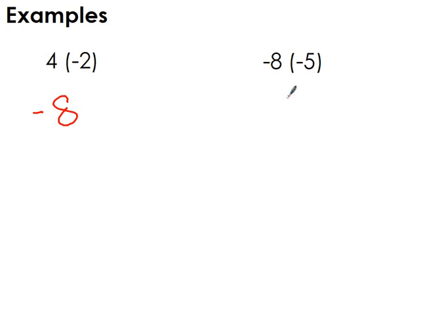8 times 5 is 40. I have a negative times a negative, so that means my answer is positive 40. And you're done. Like I said, there's no tricks. There's nothing else that you're going to need to know when you're multiplying positive and negative signs.